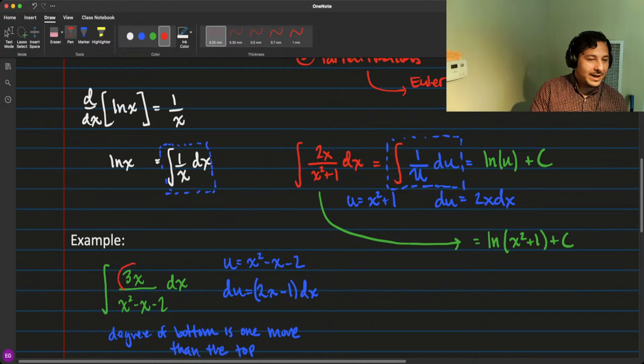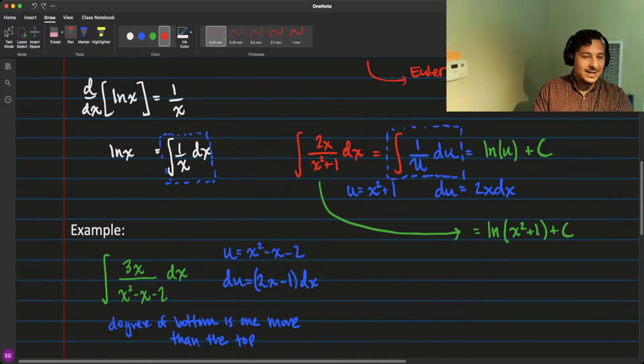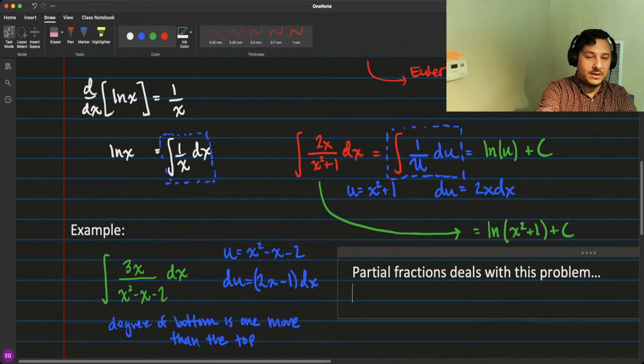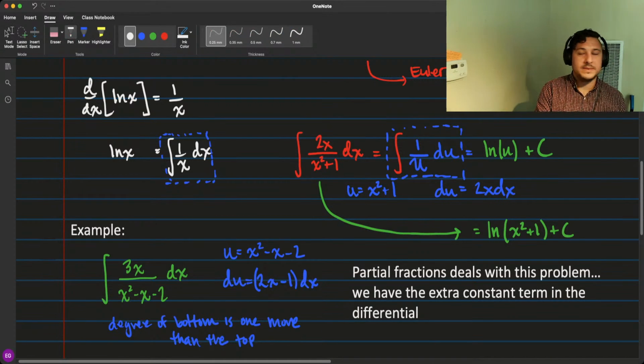Does it make sense? I have my 3x dx, which is just this part of it. You have this extra minus 1 here because of that negative x, and I can't just substitute now. It's in the way. So partial fractions is a way of dealing with this problem: that we have the extra constant term in the differential, because it's keeping us from being able to do our u substitution. That's what we're upset about, basically.